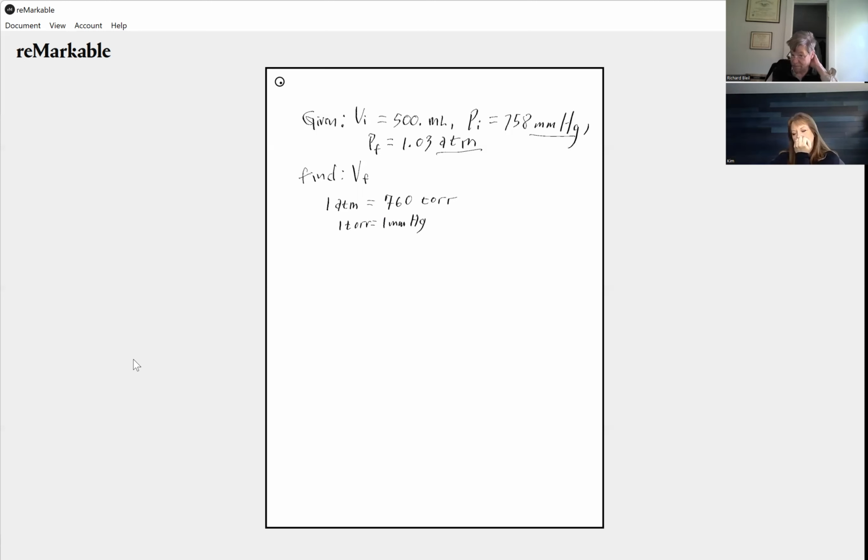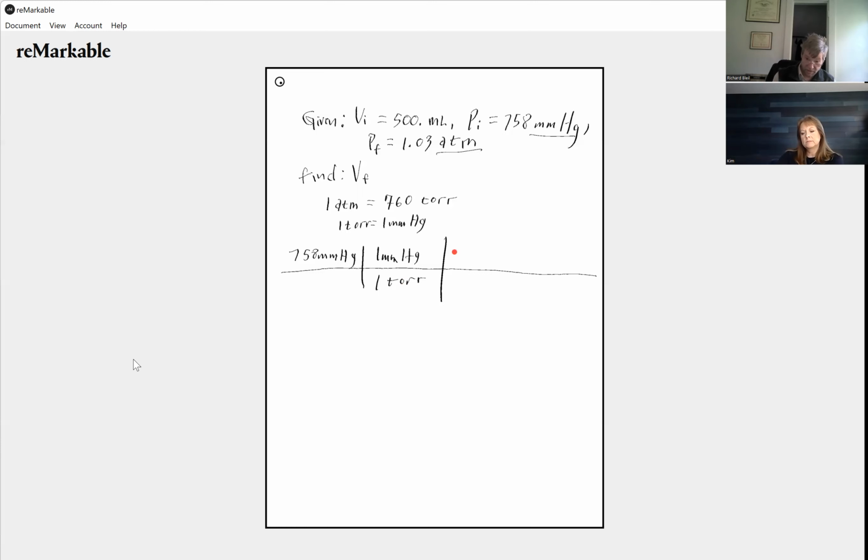I like working in atmospheres. So let's convert millimeters of mercury into atmospheres. So we're given 758 millimeters of mercury. Well, we know that 1 millimeter of mercury is 1 torr. Now we have torrs on the bottom.